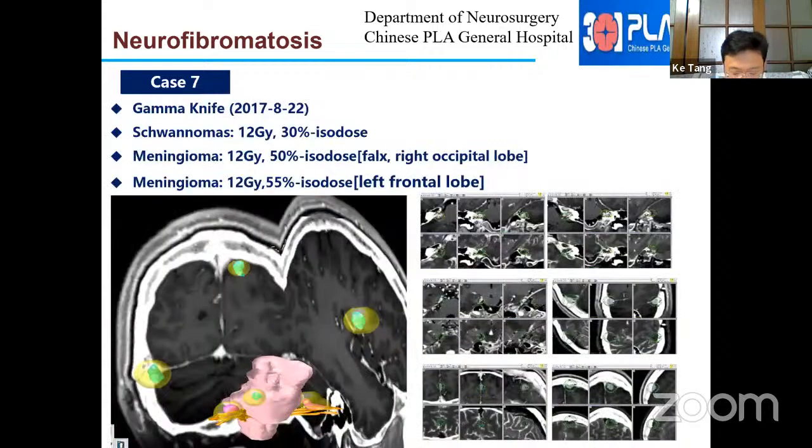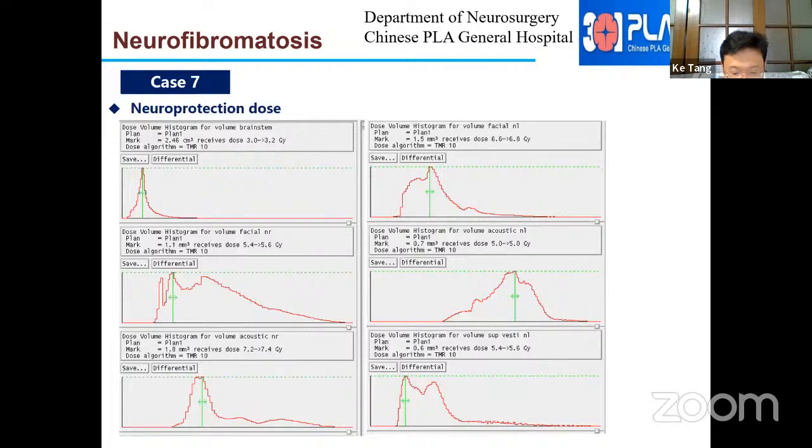Schwannomas were treated with prescribed dose 12 gray, 30% isodose line. Meningioma with prescribed dose 12 gray, 50% isodose line for the falx and right occipital lobe lesions, and 12 gray, 55% isodose line for the left frontal lobe lesion. We reconstructed the three-dimensional imaging of the facial nerve, acoustic nerve, superior vestibular nerve, and inferior vestibular nerve, and made dose protection. The maximum dose of the acoustic nerve was less than 8 gray for both sides.